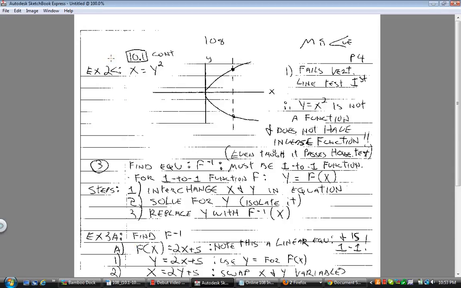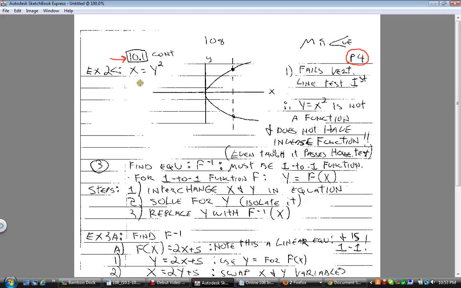We are continuing our work on section 10.1, and we're going to focus here on the class notes associated with page 4. Okay, so we've been working with graphs and we've been doing parabolas. Going to work on example 2c, and now we're going to write the parabola x equals y squared.